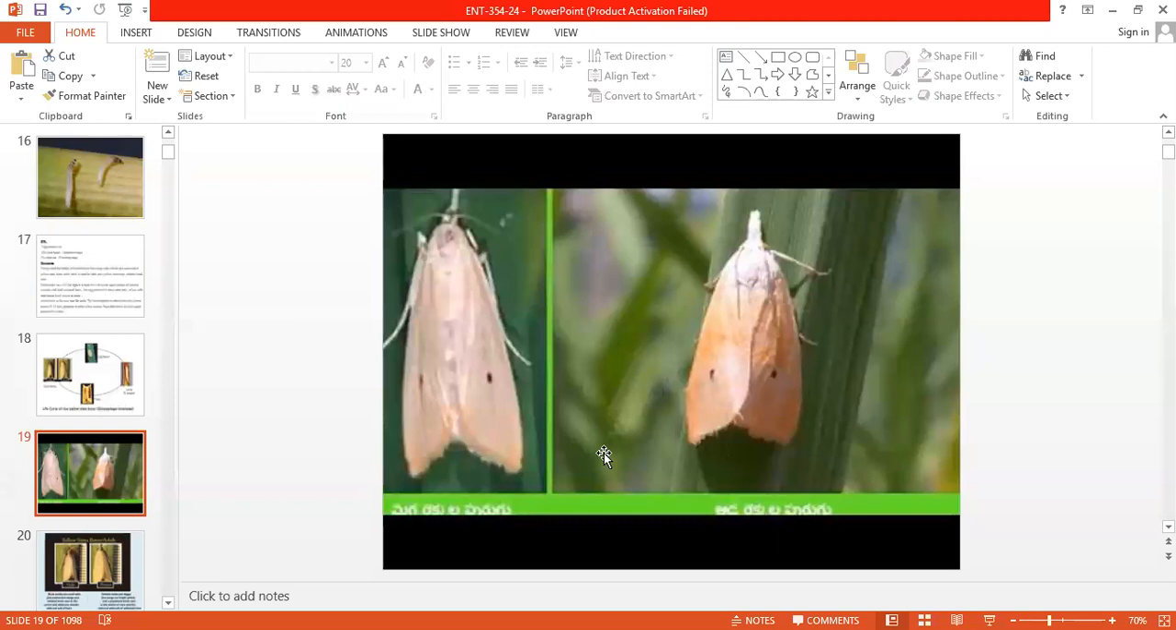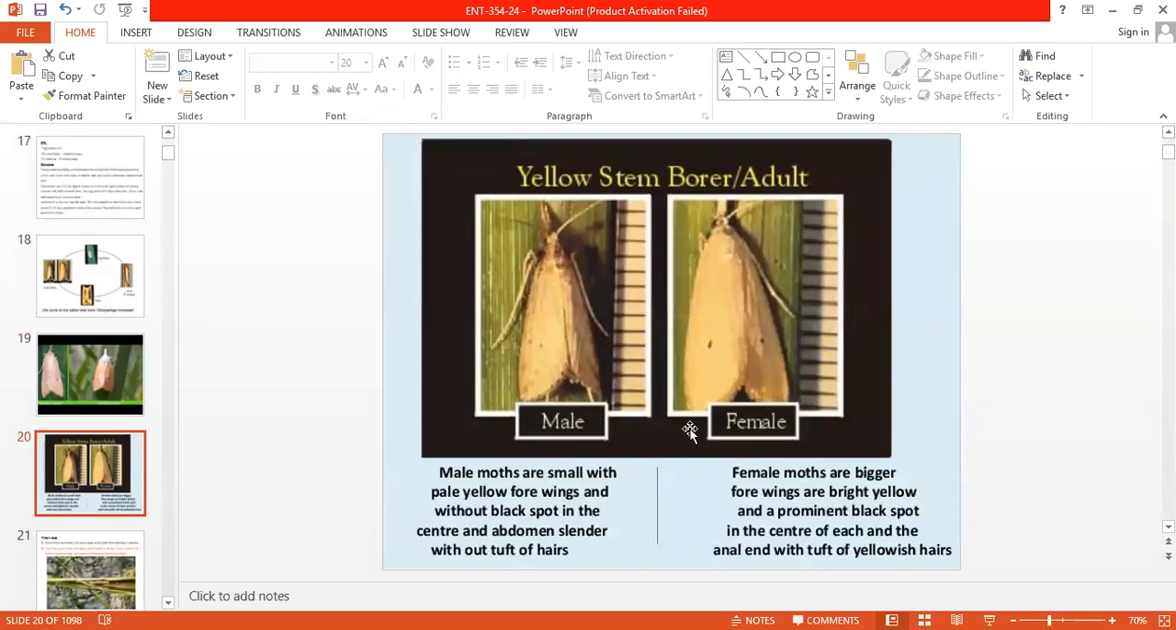Then in the yellow stem borer, male and female adults: the male is comparatively small in size and without black spots on the forewings. The female is comparatively bigger in size, the forewings are bright yellowish in color, and there are prominent black spots in the center of each of the forewings.